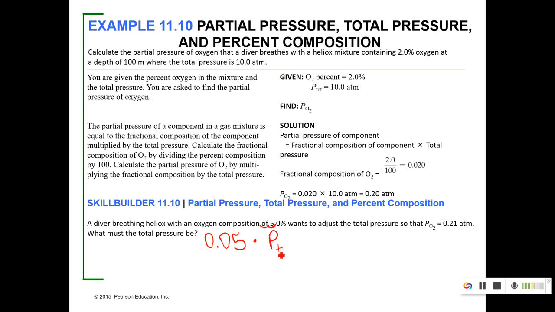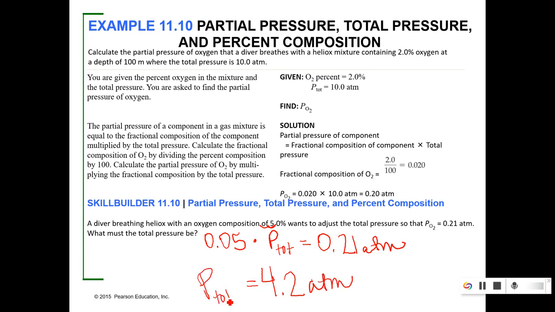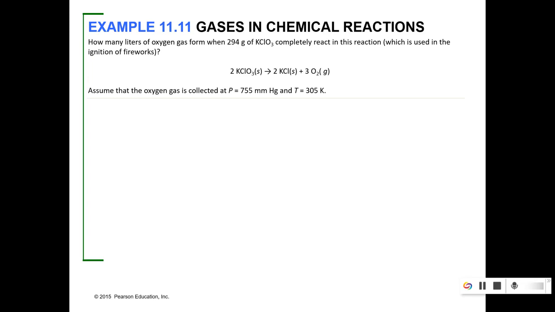So what will the total pressure be? I'm looking for P total, equals 0.21 atmospheres. So to solve for P total, I'm going to divide by 0.05, and I get that P total is 4.2 atmospheres. So you take your fractional percent times the P total, the pressure of the total thing, and you will get the partial pressure of that component.